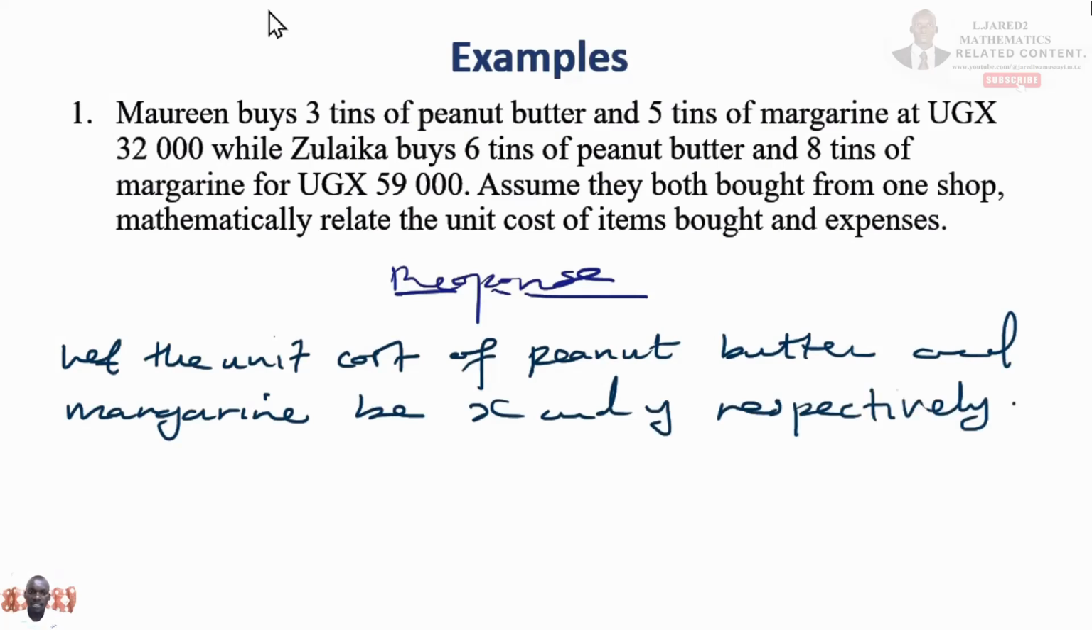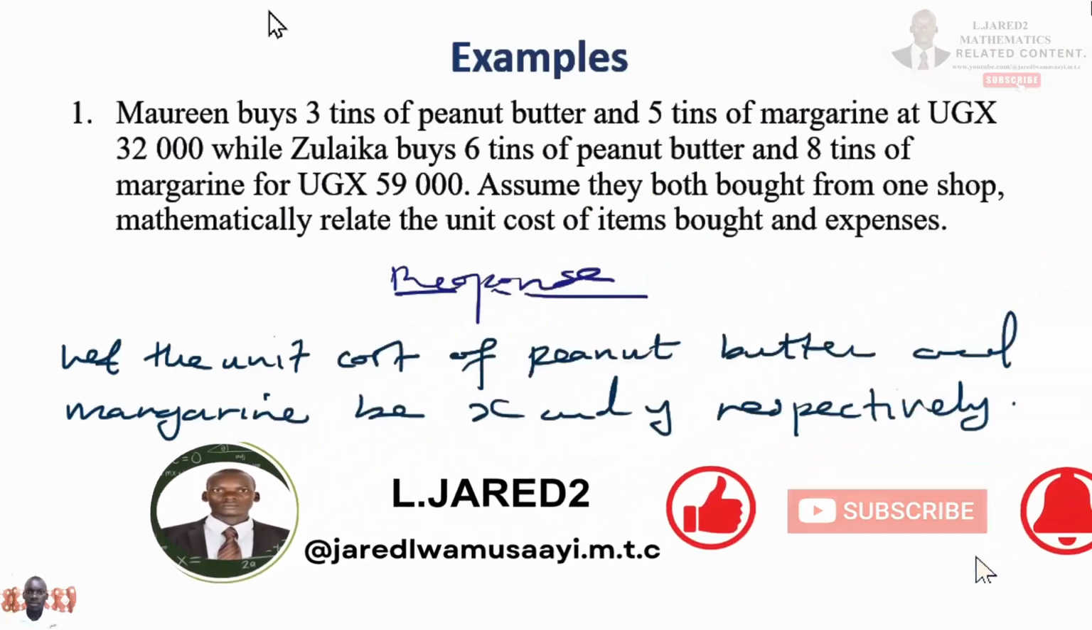So after letting, this now comes to be our step 1. After letting, then we have to go ahead and analyze the statements. Here there are two statements that need to be analyzed. The first one is talking of Maureen buying 3 tins of peanut butter. So let us begin with that.